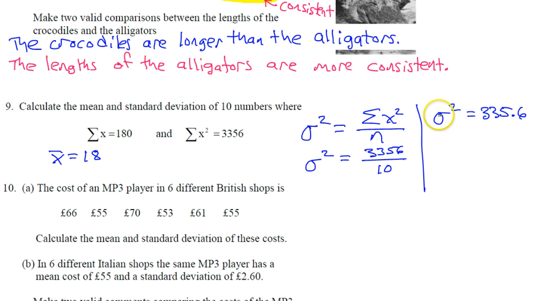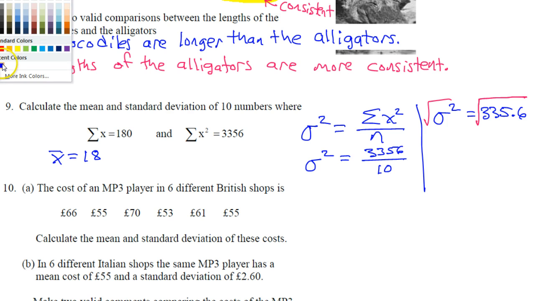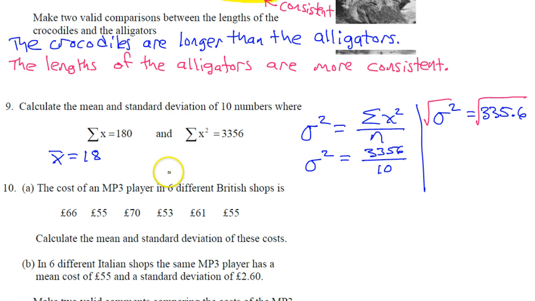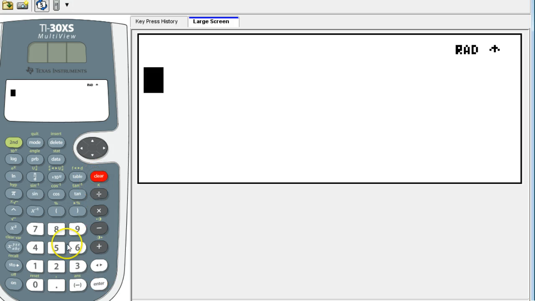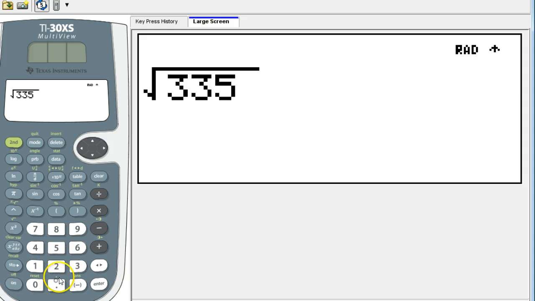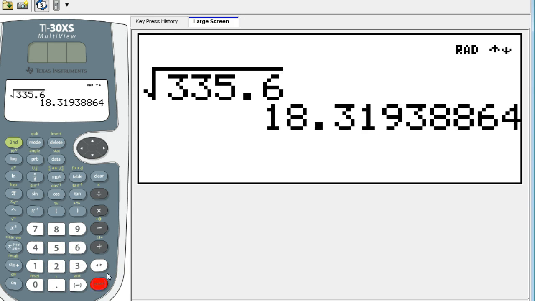Then the standard deviation is going to be the square root of this, because the standard deviation is just sigma, not sigma squared. So we take the square root of both sides, and the standard deviation will be the square root of 335.6, which is about 18.3.